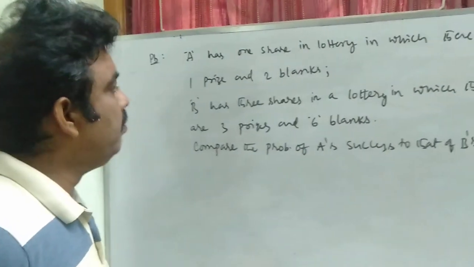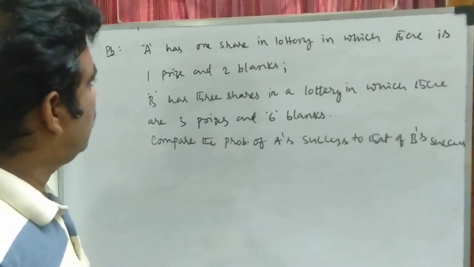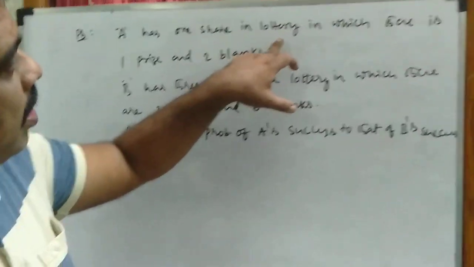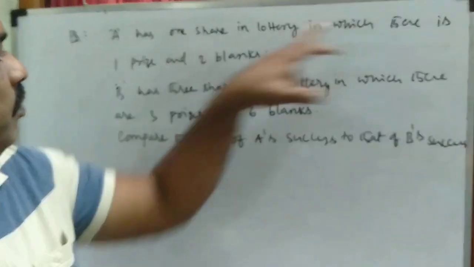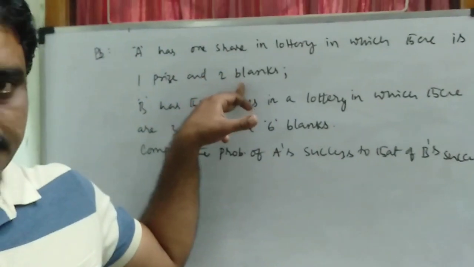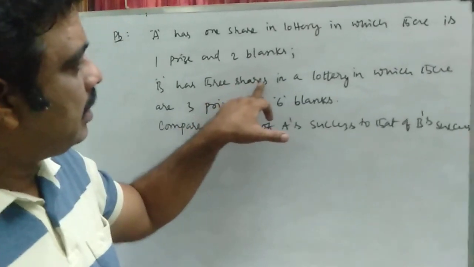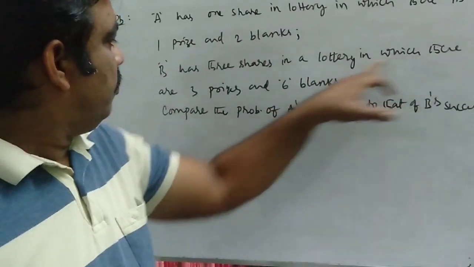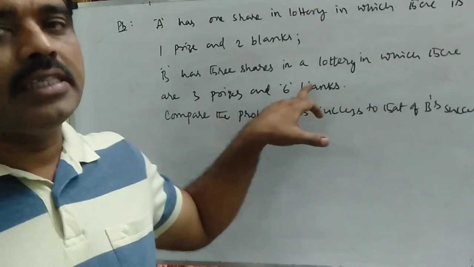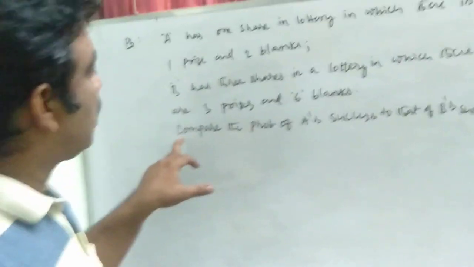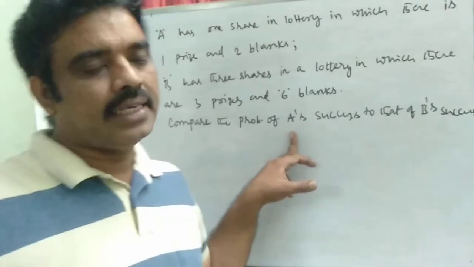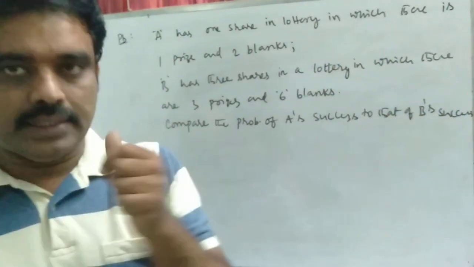See the next problem. A has one share in a lottery in which there is one prize and two blanks. Similarly, B has 3 shares in a lottery in which there are 3 prizes and 6 blanks. Compare the probability of A's success to that of B's success.